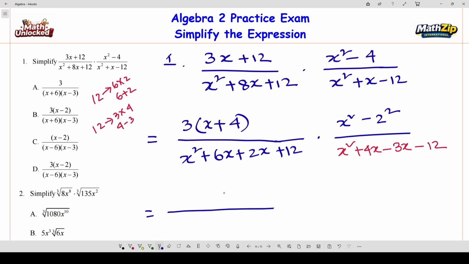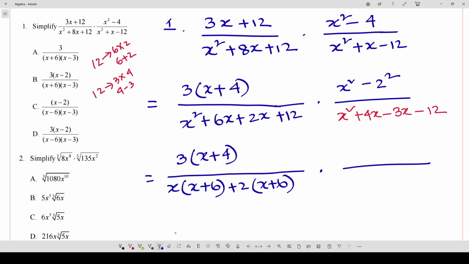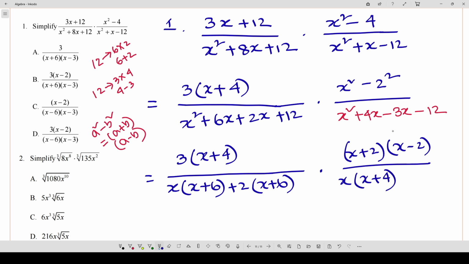Okay, next here is 3 times x plus 4. Then in this denominator we can take common x, so here will be x plus 6. Take common 2, again x plus 6, times, it's looking like a square minus b square, which is a plus b times a minus b. So in this case we can write x plus 2 times x minus 2, and from here we can take common x, so here will be x plus 4, and again we can take common minus 3, so we can write again x plus 4.